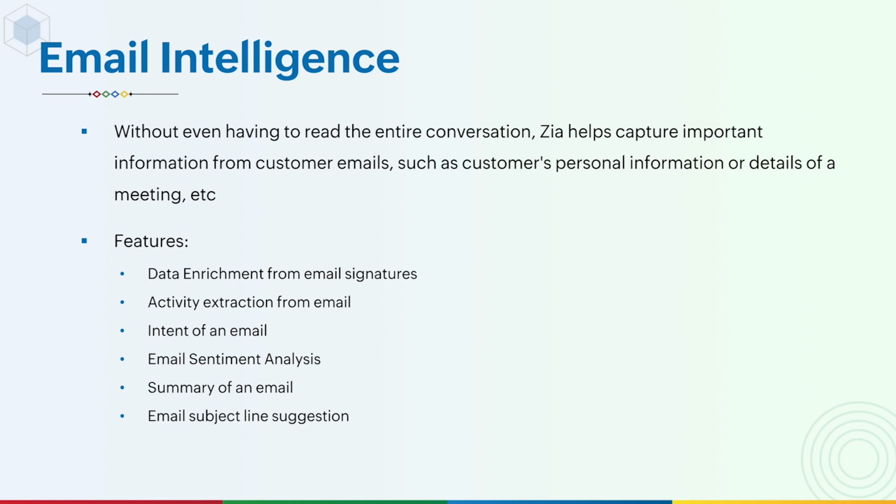Zia's data enrichment from email facilitates data population for leads, contacts, and accounts from the email signatures. Details like email address, website, contact number, company name, social handles, designation, company location, and address mentioned in the email signature can be captured into the CRM record.